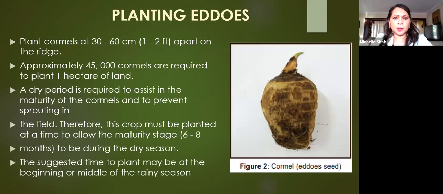Planting eddoes. Plant cormels 1 to 2 feet apart on ridges, and 45,000 cormels are required for a hectare of land. A dry period is required to assist in maturity of cormels and to prevent sprouting in the field. Therefore, this crop must be planted at a time to allow the maturity stage of 6 to 8 months to be during the dry season. The suggested time to plant may be at the beginning or middle of the rainy season.